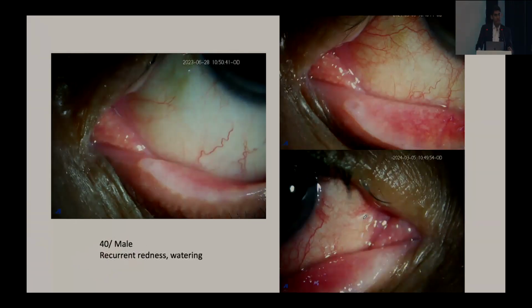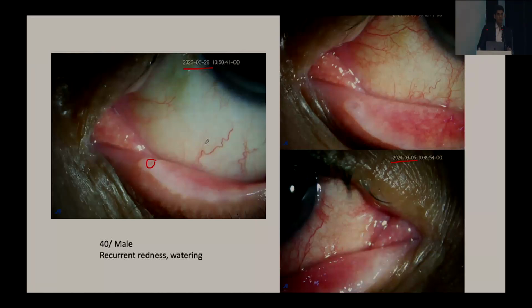Now let us go to certain case scenarios which help us understand why looking at the punctum is very important. Now this is a 40-year-old male coming with recurrent redness and watering, no discharge. But you can see, if you look at the date, this is June 2023 and this is March 2024. So you can see in June he was quiet, and then in March the punctum is showing inflammation. There are a lot of follicles, congestion of the bulbar conjunctiva. But even here, if you see, there is a ring of whitish tissue around the punctum.